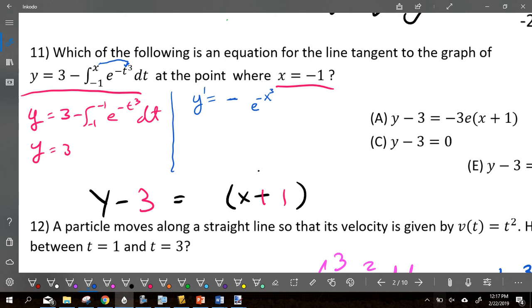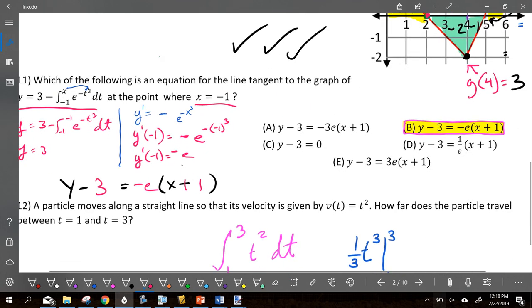My job now is to find y prime at -1. Or in other words, I'm going to plug -1 in. So it's negative e to the negative -1 cubed. What's -1 cubed going to get me? -1, and then it's still negative. Negative would be a positive. And so my answer here, what is y prime at -1 going to be? It's going to be negative e, because I had that negative sign out in front. So that is my equation, which matches with B.